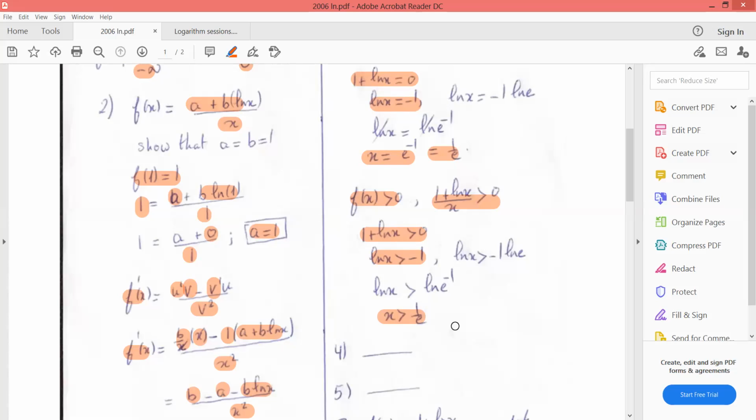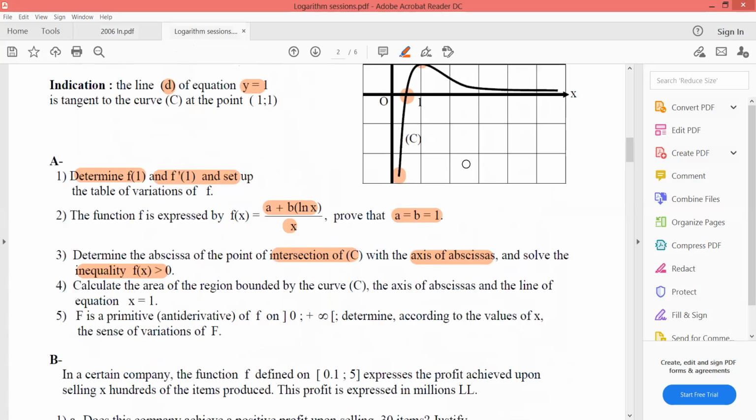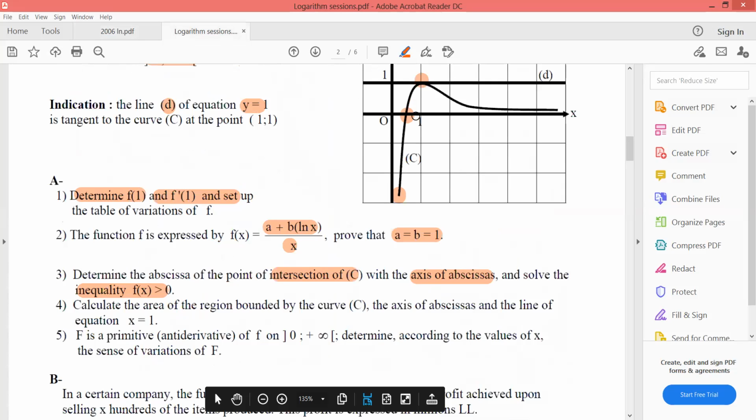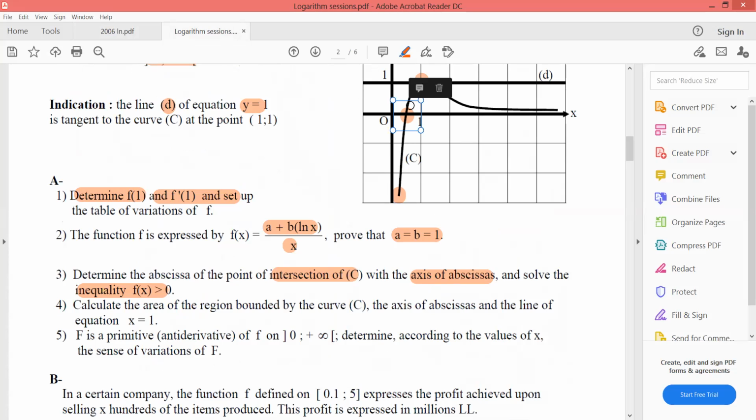Or we can see it graphically if you like, not by calculation. f(x) positive means the curve is above the x-axis. The part of the curve which is above the x-axis, in this part here, from where to where? x greater than 1 over e. We saw this 1 over e. So graphically, f(x) positive means x is greater than 1 over e.